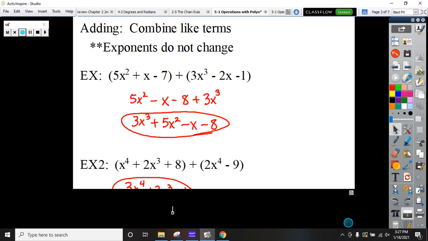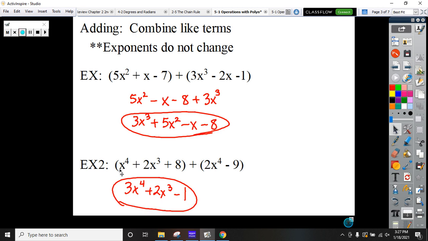If you look at my answer, we had, like I said, 1x to the fourth here in the first polynomial, we had 2 over here, so we added them together and made 3. The 2x to the third didn't have anything like it, so it stayed the same, but it goes next in order. So I wrote plus 2x to the third here, and then I added 8 and negative 9, so we got negative 1. So there's our adding.